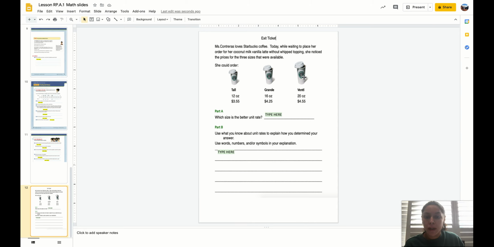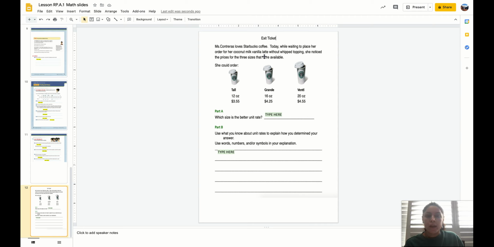Okay, so again, your exit ticket, always on your own. So after you get into your groups, your breakout rooms, then I will have you all join the main room again, and then you'll complete this. This is not to be done with your group.